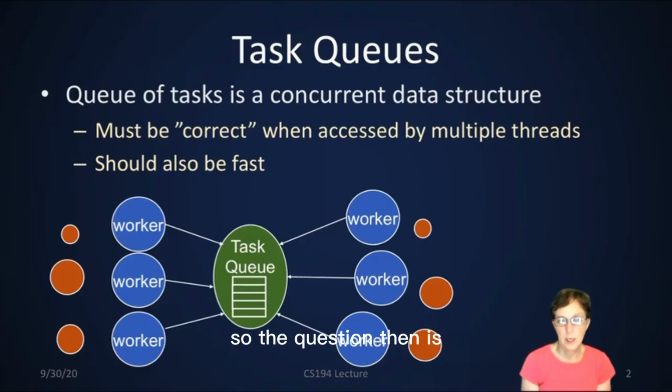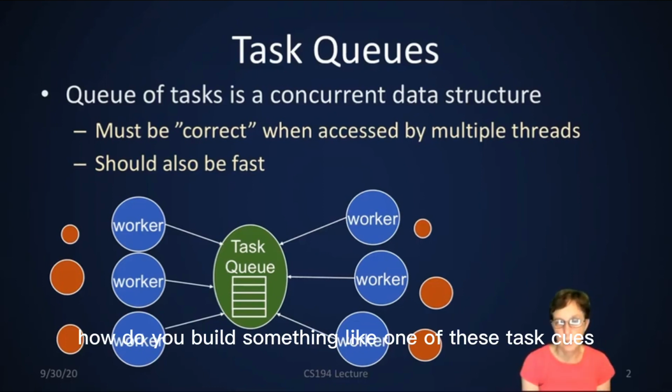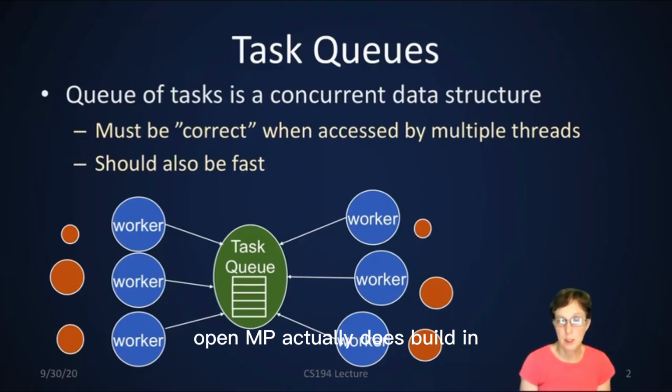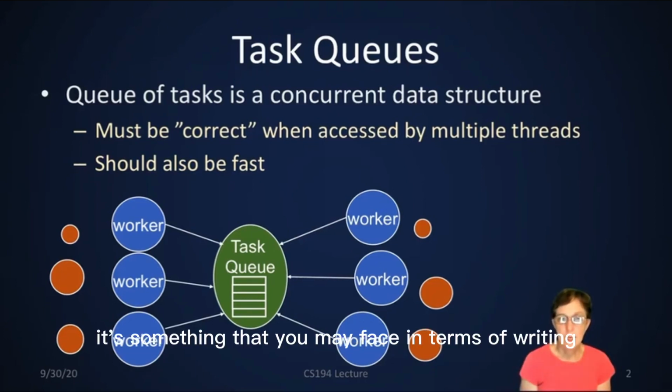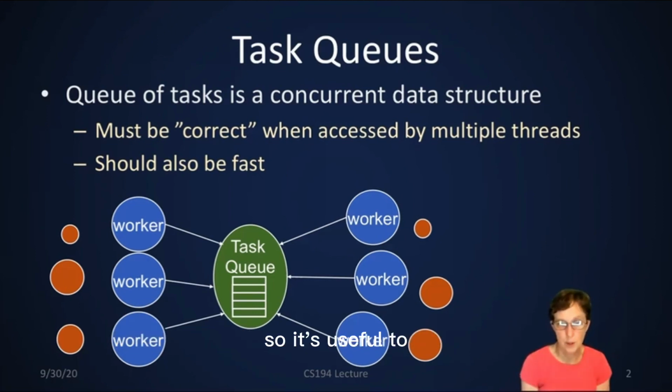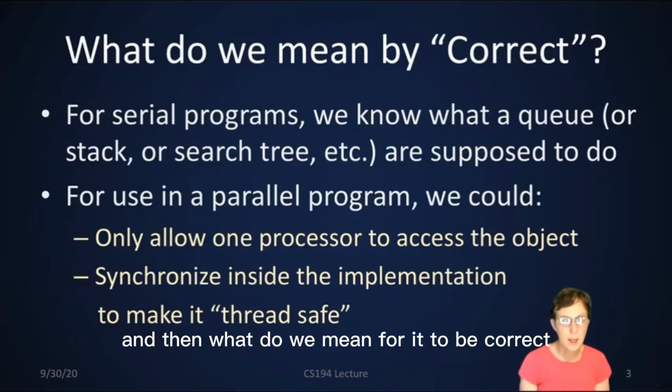So the question then is, how do you build something like one of these task queues? OpenMP actually does build a task queue into its runtime system, but it's something that you may face in terms of writing other parallel programs, so it's useful to understand how one goes about writing something like this. And then what do we mean for it to be correct?